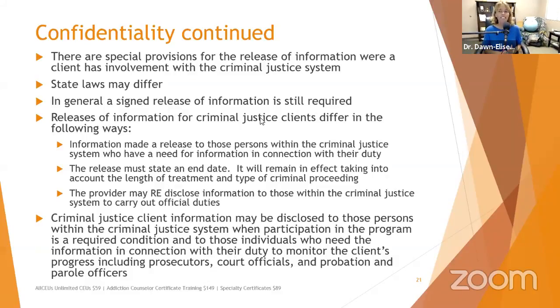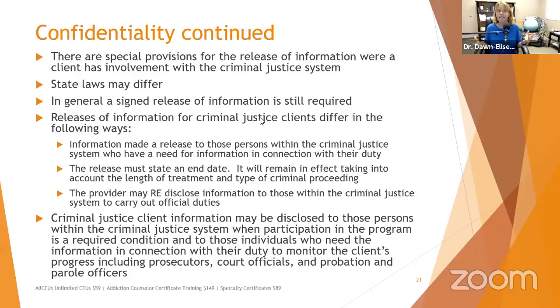The release must state an end date and will remain in effect, taking into account the length of treatment and the type of criminal proceeding. The provider may redisclose information to those within the criminal justice system to carry out official duties.